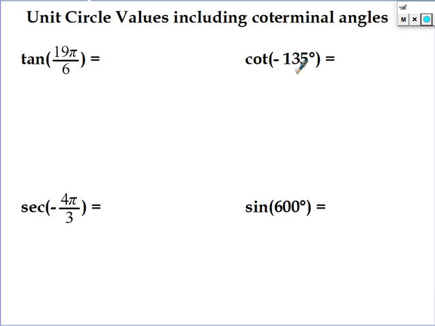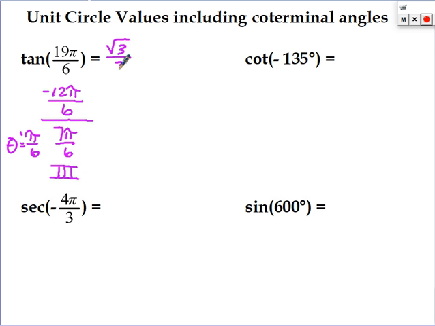But if you can't, then you might have to add or subtract 2 pi. So in this case, I would need to subtract 2 pi, and remember I want my denominator to match. So I'm going to subtract 12 pi over 6, which gives me 7 pi over 6. And now the process for going through this is exactly the same. I can see my family is the pi over 6 family. This is in quadrant 3, so tangent's going to be positive in quadrant 3. And the tangent of pi over 6 is square root of 3 over 3. So that's going to be my value.